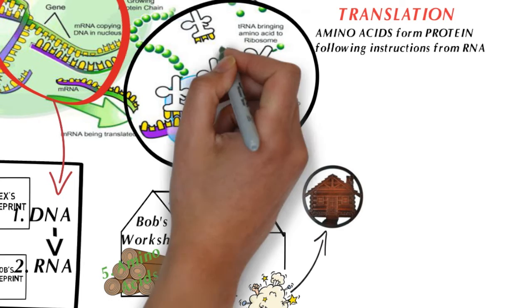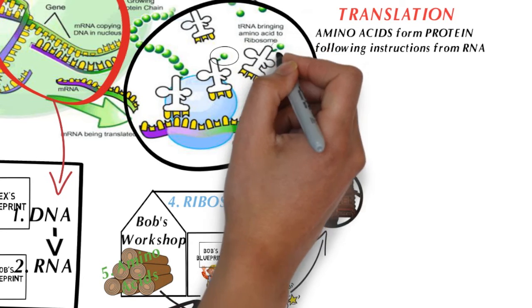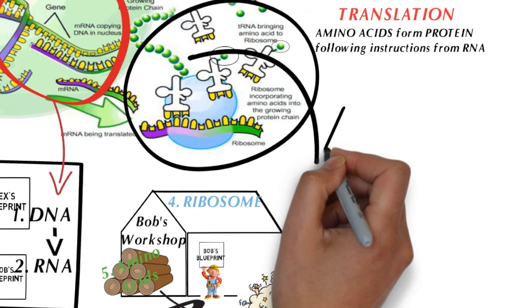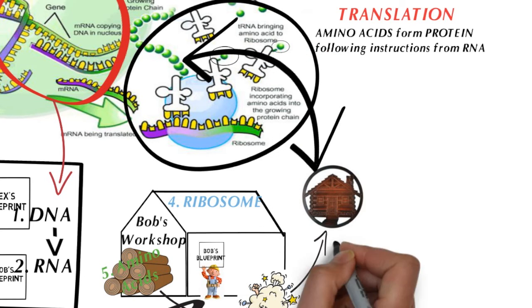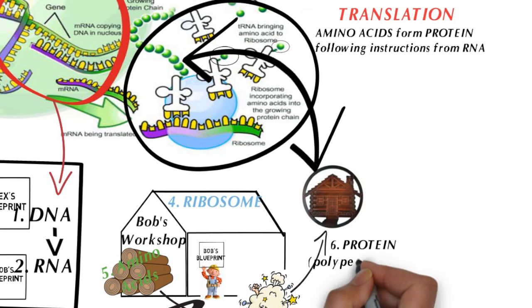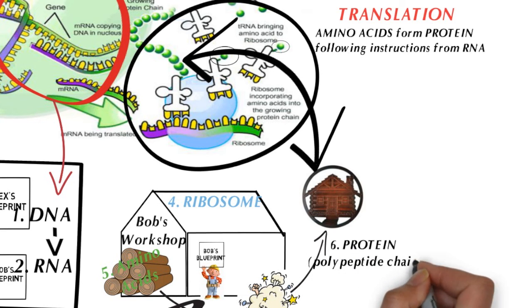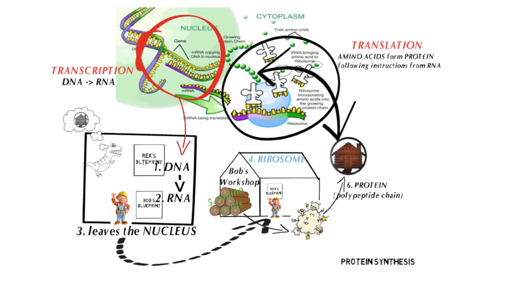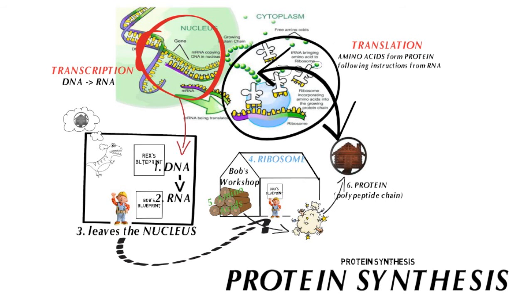Here, we use amino acids, these green things up here, to put together in a specific way to form a polypeptide chain, which is the beginning of a protein. Make sure you remember transcription comes before translation. Transcription happens in the nucleus, translation in the cytoplasm.